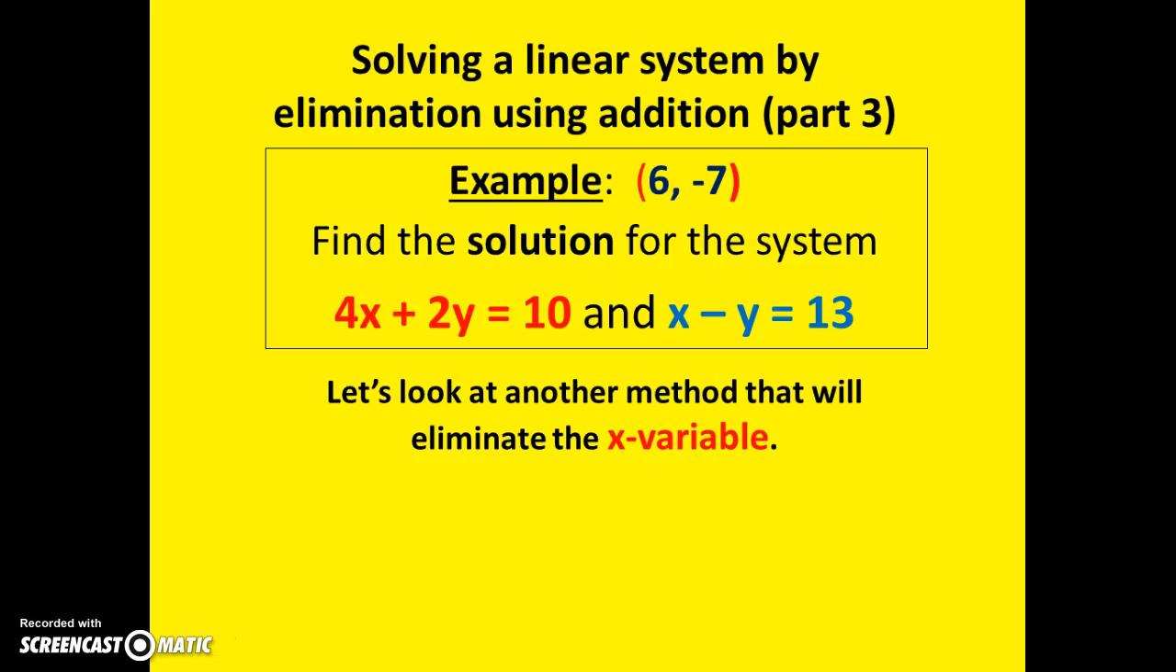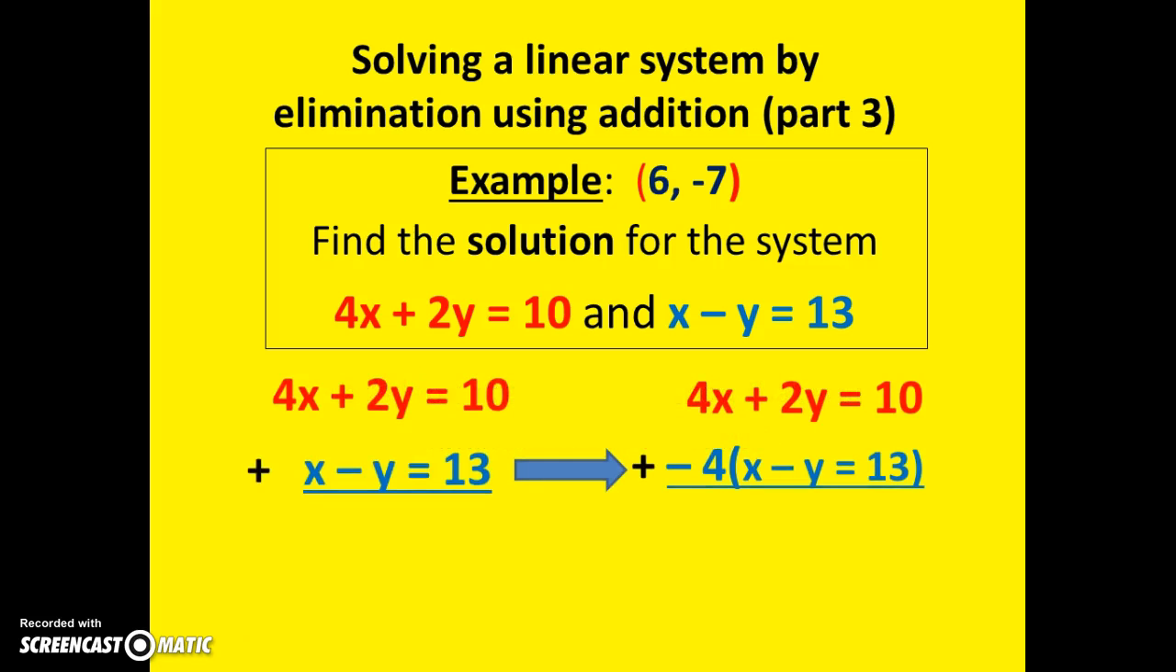Now, what if we wanted to eliminate the x variable instead of the y variable? Could we do that? Well, let's take a look at it. So this time, we're going to try and eliminate the x variable instead. So if we look at the coefficient of x here, it's 4. If we want to get rid of x, we want this term to be a negative 4. So what should we multiply by? Negative 4, right? Because 4 minus 4 gives us 0.